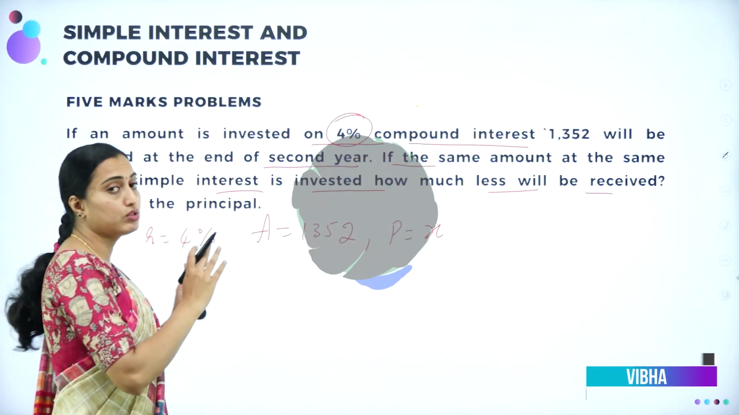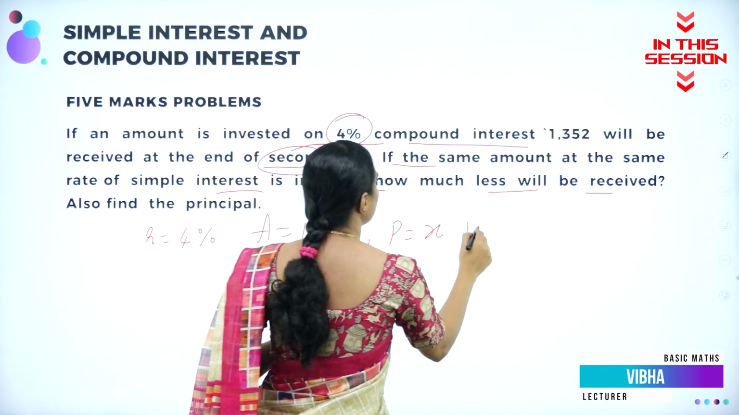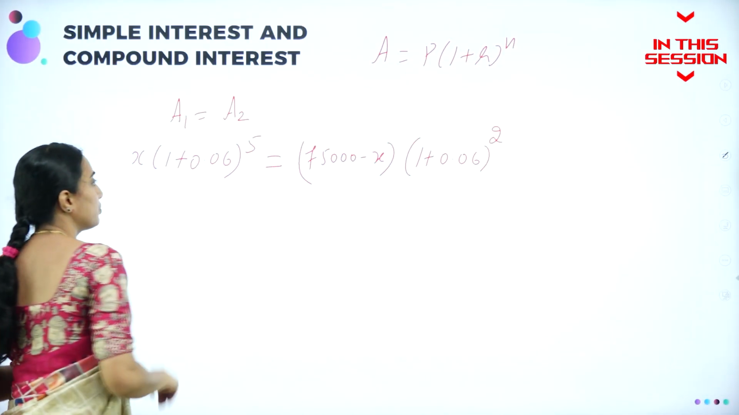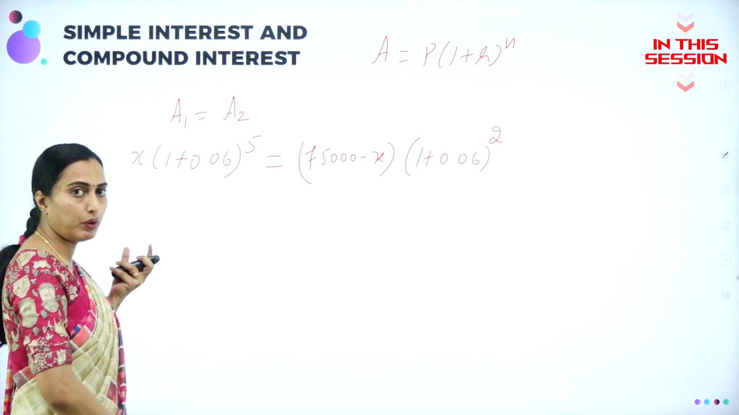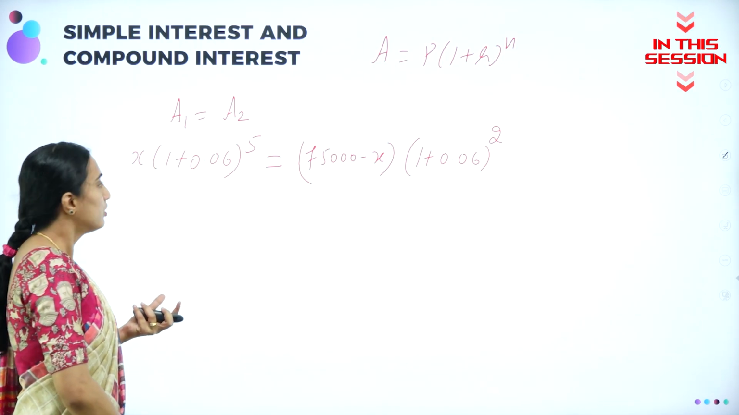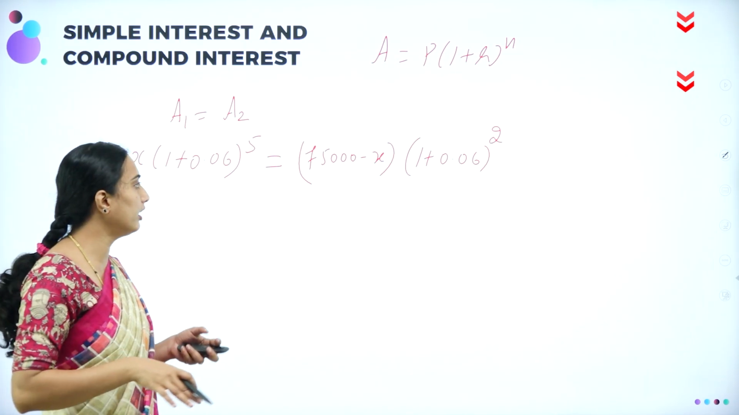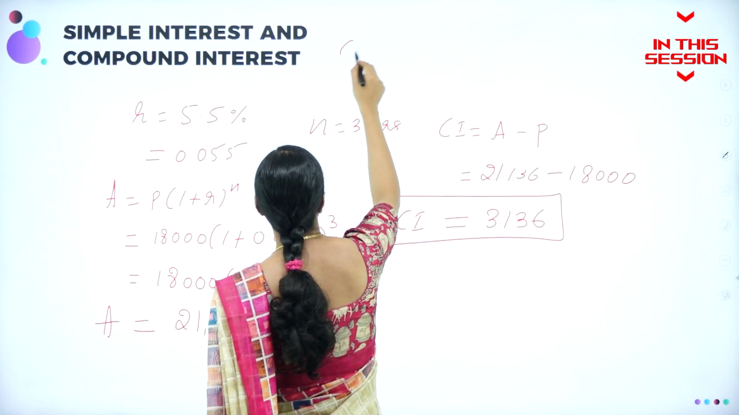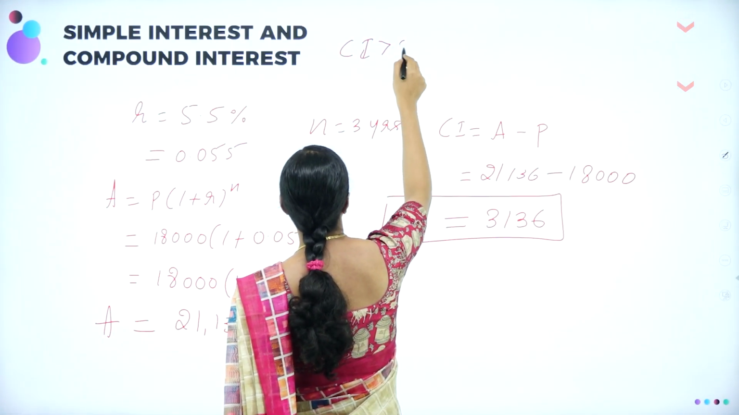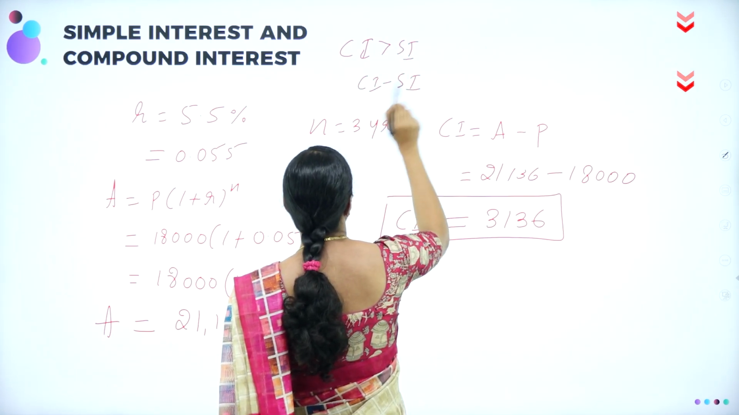So now P is equal to X I am going to consider, and after what? After second year means N will be equal to 2 years. Now how are we going to calculate after this one? I think you understood this one. It will be the same amount, so I have equated the amount of that 2. So here I can rewrite, collecting the X term on one side and the constant term on the other side. If compound interest, that is CI, is greater than SI, then you are going to have CI minus SI. Okay, this is a formula.